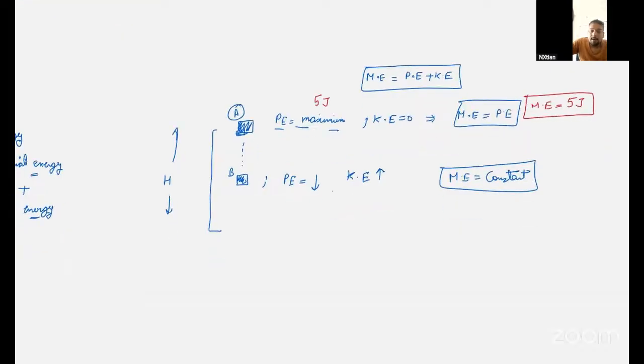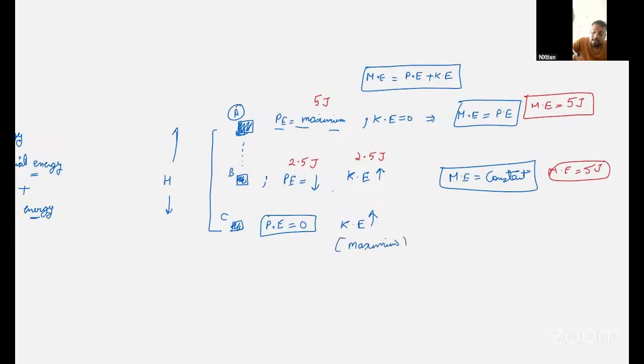Now, in the B part, the potential energy will decrease and become 2.5 joule, and the kinetic energy will increase to become 2.5 joule. And the mechanical energy in this case also will be 5 joule, same as the starting point. And when it is just about touching the ground, the potential energy will become 0 and the kinetic energy will become the maximum, like 5 joule.